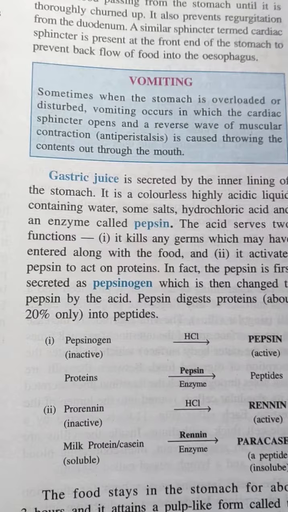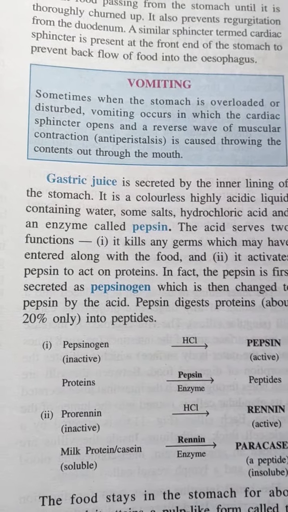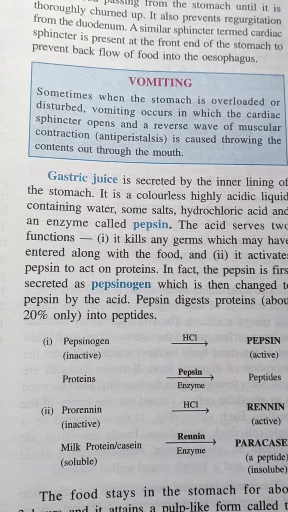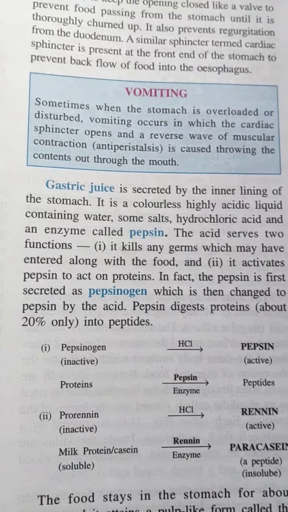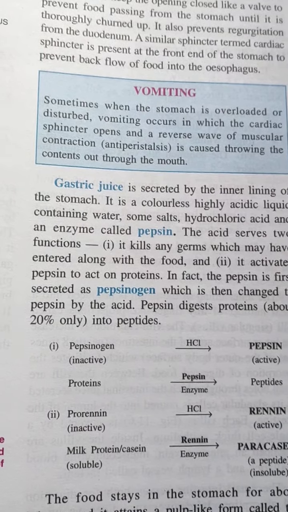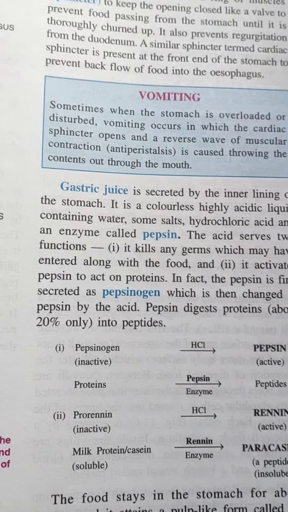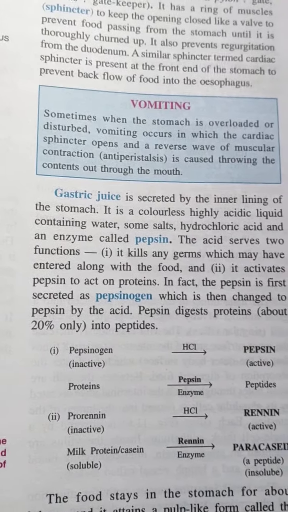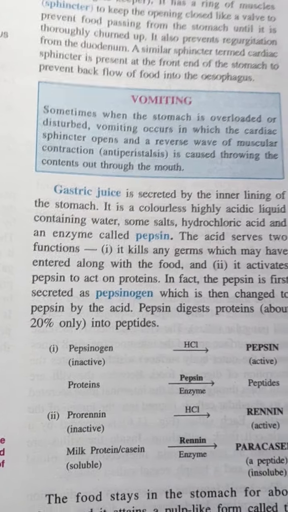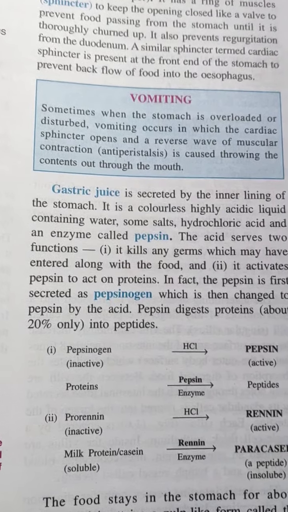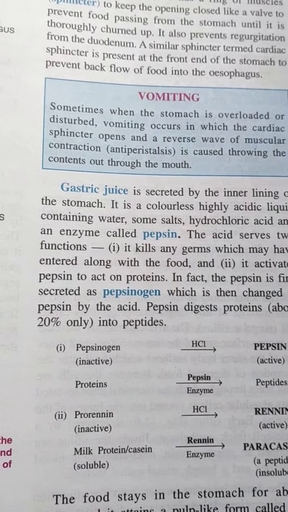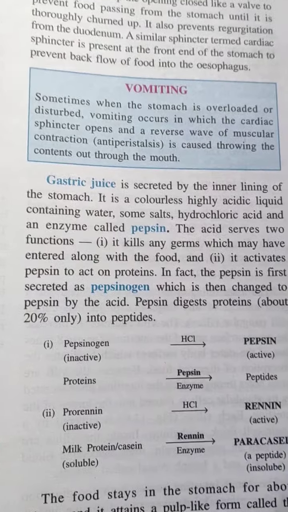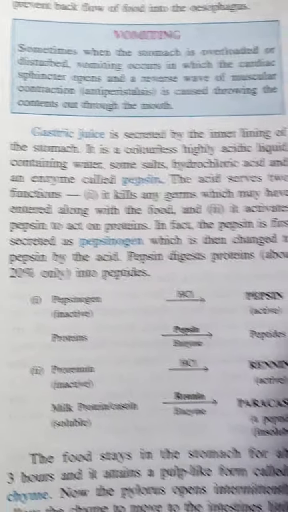pepsin. Now, what is the function of this hydrochloric acid? It serves 2 functions. You will have to remember it. It kills any germs which may have entered along with the food. And number 2, it activates pepsin to act on proteins. Now, how is it activating pepsin? That we have to go through the reaction. In fact, the pepsin is first secreted as pepsinogen, which is then changed to pepsin with the help of this acid. Pepsin digests proteins into peptides. Now see the reactions. Very important, you have to practice them a lot.